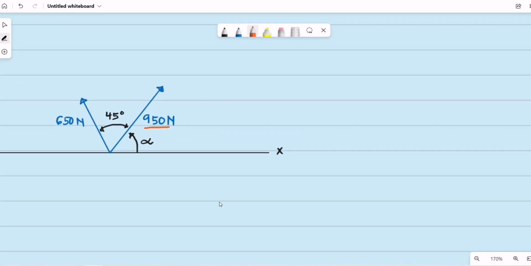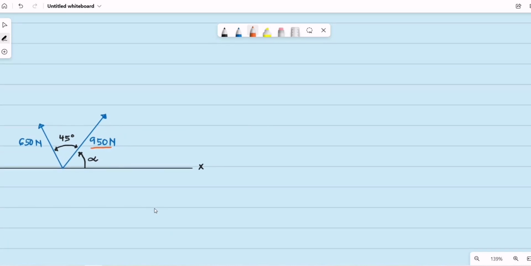Using these two forces, let us just draw the equivalent triangle. For the 950 newtons, with respect to the horizontal axis, the angle is equal to the unknown angle alpha. Then for vector analysis, we are just to connect the head to tail. So from the head of the 950 newtons, we connect the tail of the other vector. This is the 650 newtons.